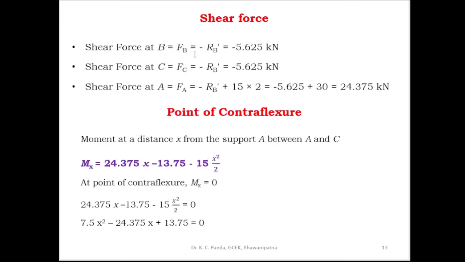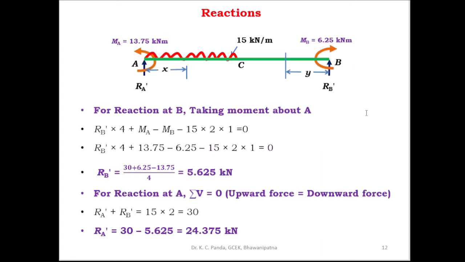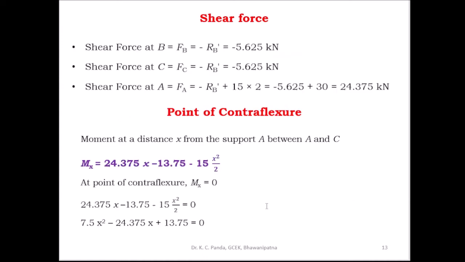So shear force at B is equal to FB minus RB dash, minus 5.625 kilonewton. Shear force at C is equal to FC, which is equal to minus RB dash, equal to minus 5.625 kilonewton. Then shear force at A is equal to FA, equal to minus RB dash plus the downward load 15 into 2. This is equal to minus 5.625 plus 30, equal to 24.375 kilonewton. So this is equal to RA dash. So here you got RA dash is equal to 24.375 kilonewton.